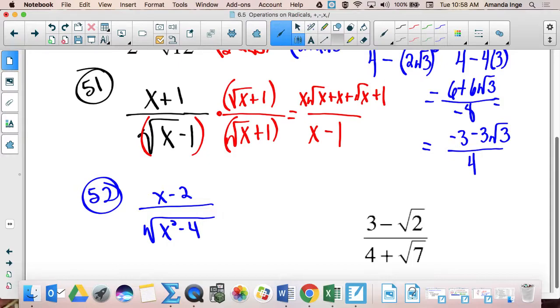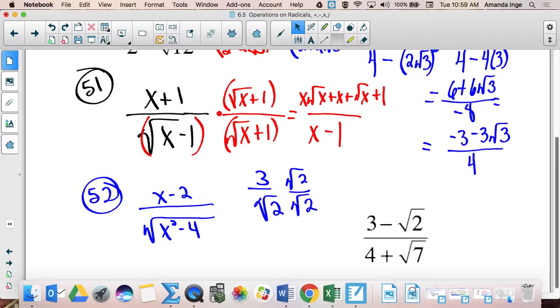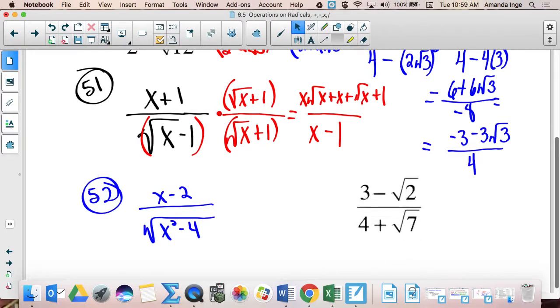What's the difference between the problem that I just worked, 51, and problem 52? The radical sign is over the whole thing. Yes. So the other one just really worked like this. What do we do to solve that? We just multiply by the square root of 2 over the square root of 2 and got our answer. Well, in this particular problem, that radical sign is over the whole thing. It doesn't look like this one.